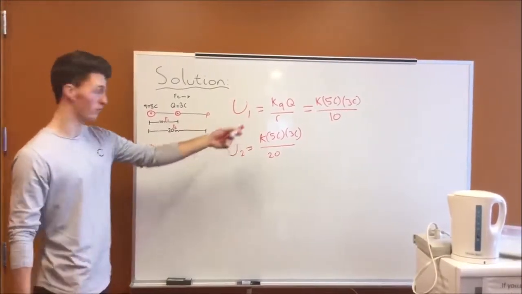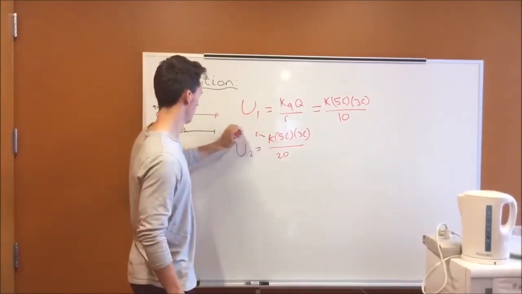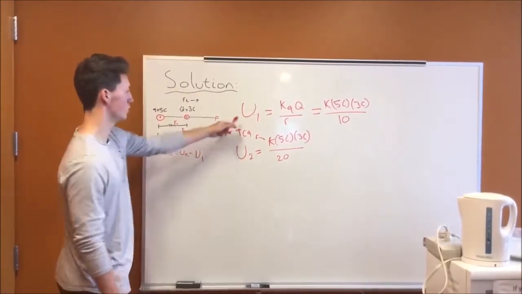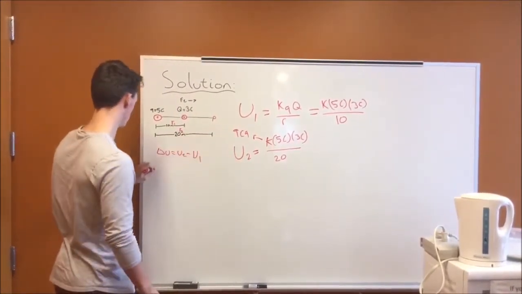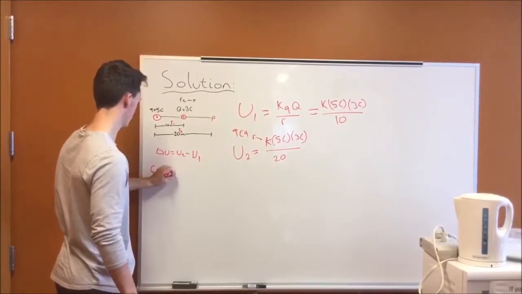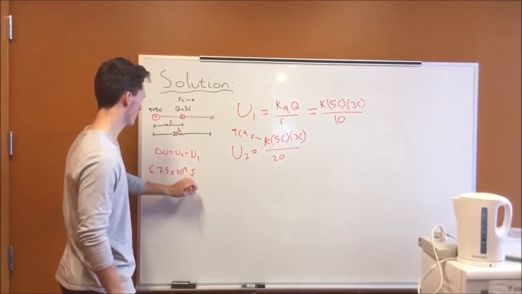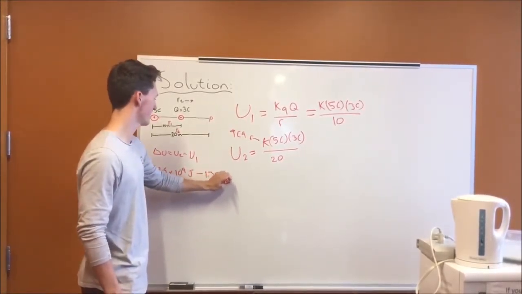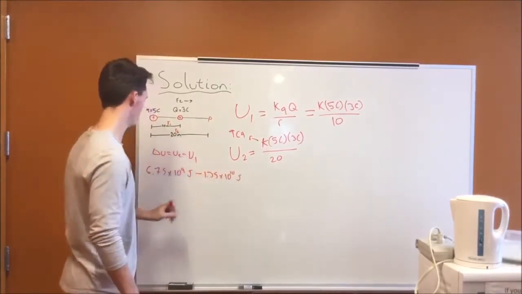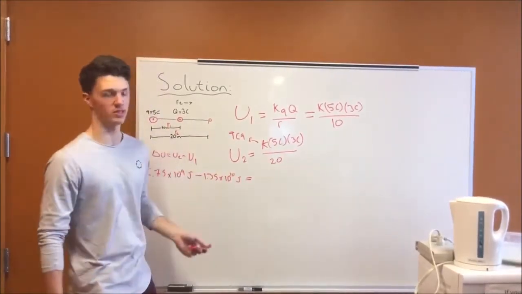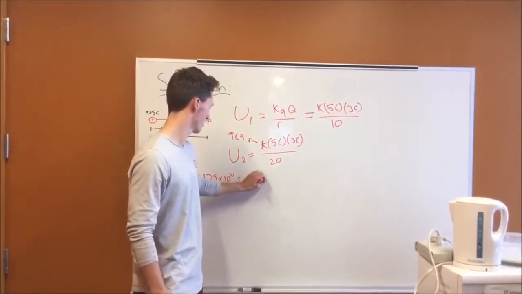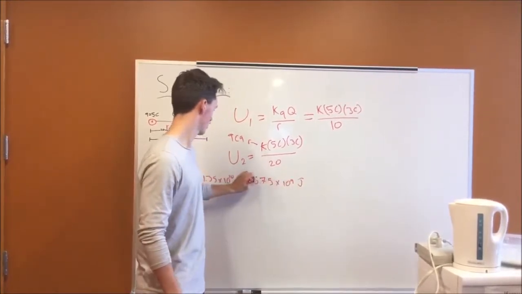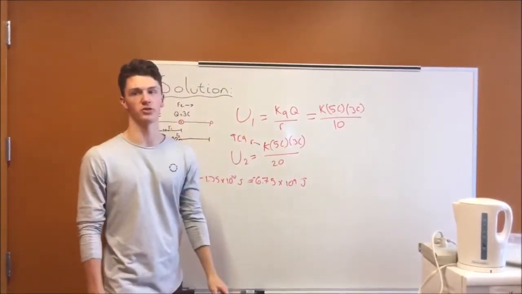So if you plug in all the numbers where K is 9 e to the 9, you should get as follows. U2 will be 6.75 times 10 to the 9 joules, and U1 will be 1.35 times 10 to the 10 joules, which will give you negative 6.75 times 10 to the 9 joules. And this will give you change in potential energy.